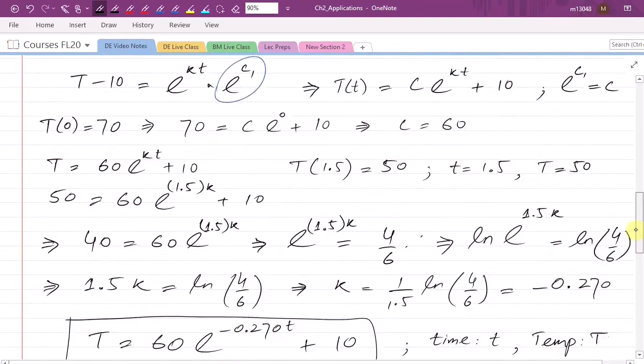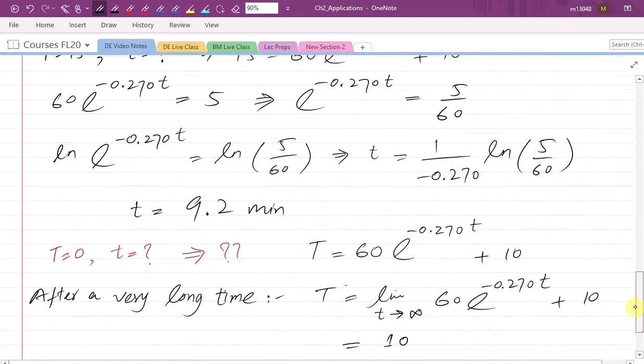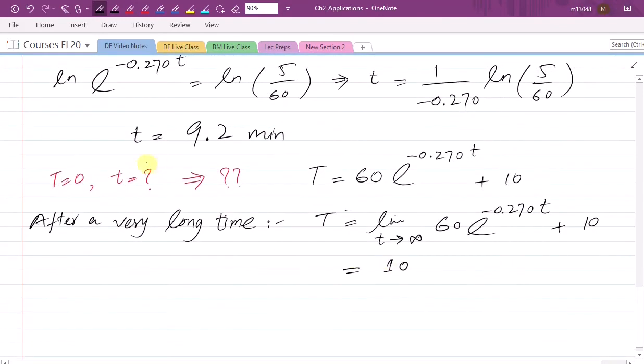Why? Because you see the outside temperature is 10 degrees. The thermometer cannot read below 10 degrees. It has to stop at 10 degrees, okay? Because the surrounding temperature is 10 degrees. So that's what our solution says. So it means our solution is correct. Okay? But this is some extra information. This is not part of the question.